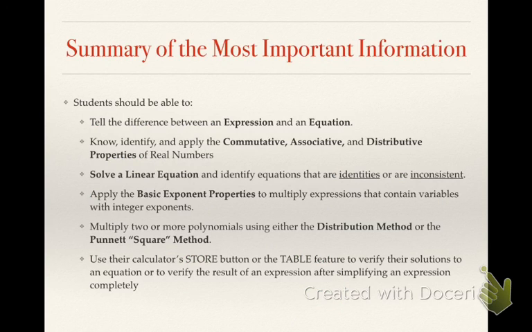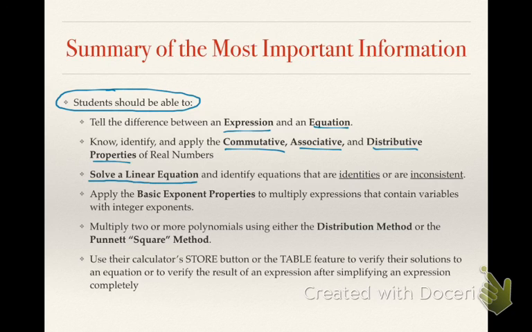Alright, so let's look at the summary of the most important information from this particular unit. And I'll phrase these in terms of what you should be able to do after this unit. What you're supposed to be taking away from this unit. First thing is, you should be able to know the difference between an expression versus an equation. Expressions have no equal signs, equations have equal signs. Secondly, you should know, identify, and be able to apply the three properties of equality of real numbers in this unit: commutative, associative, and distributive. Be able to identify them, know how to use them, justify steps using those properties.